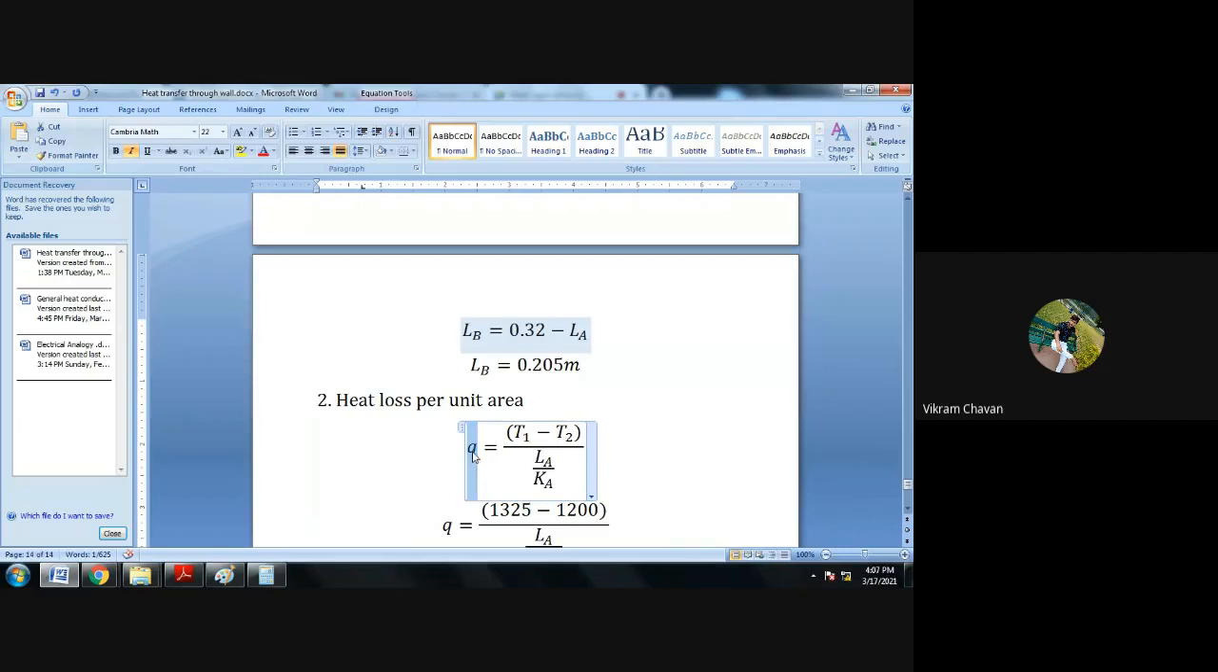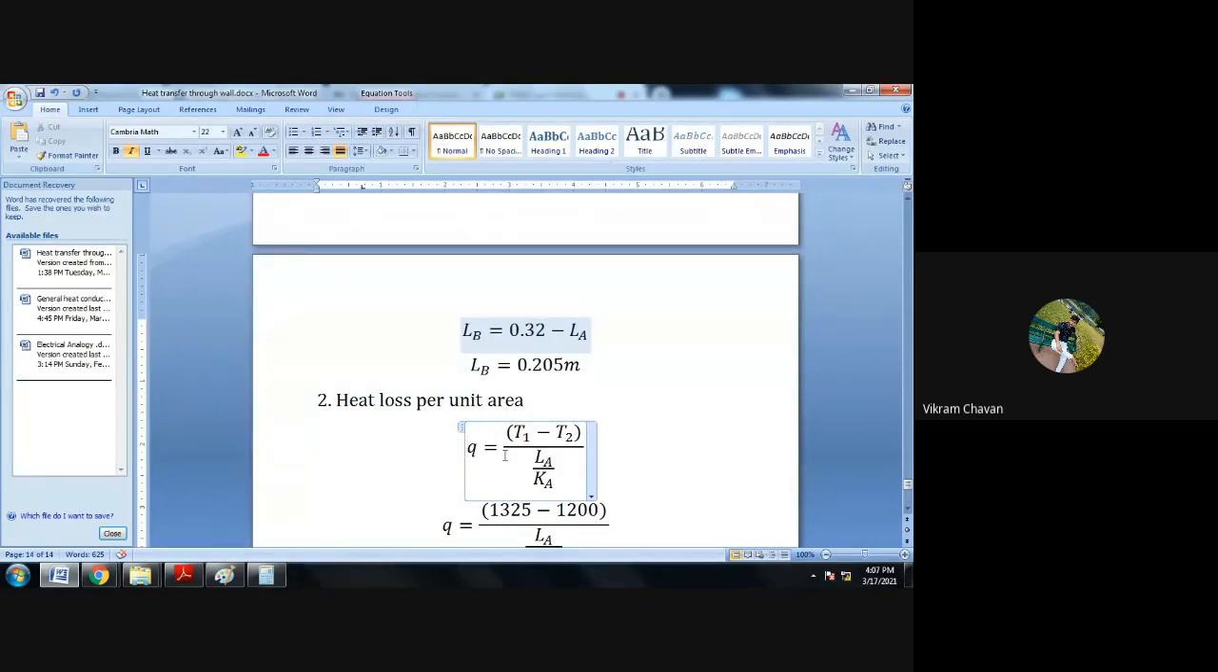Here we have considered wall A, the fire brick wall, and we have applied Fourier's law, or the heat transfer equation, for wall A. The equation for the heat transfer rate per unit area will be Q equal to T1 minus T2 whole divided by L suffix A divided by K suffix A. We just transferred the capital A, the area, from the denominator to this side, so it will be Q by A. That is our unknown quantity, the heat loss per unit area, which is nothing but the heat flux.